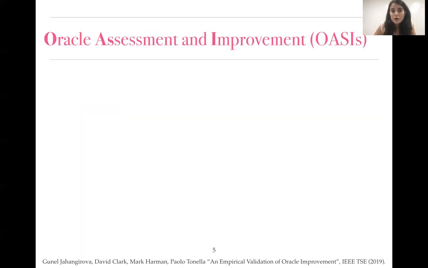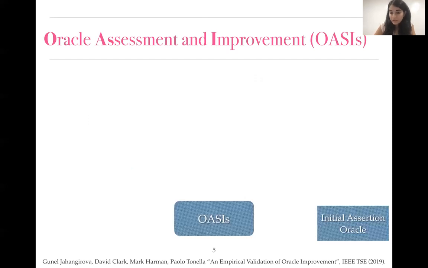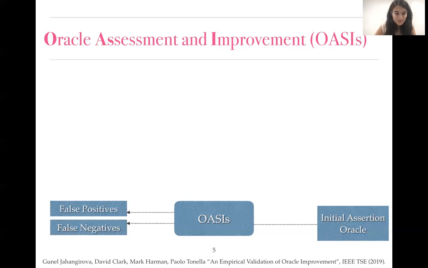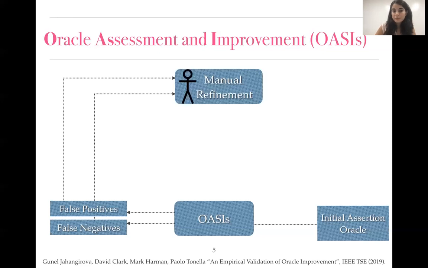These notions of a false positive and a false negative lie at the heart of our approach for oracle assessment and improvement, which is a part of our previous work. So the idea behind OASIS is that we have an initial assertion oracle, we pass it to OASIS, and using test case generation and mutation testing, OASIS is able to provide evidence of false positives and false negatives, as shown in the example before, and it passes them to the developer for manual refinement. This is the assess part of our approach.